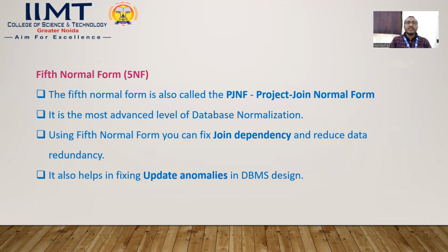Okay. Next one is fifth normal form. The fifth normal form is also called PJNF, Project Join Normal Form. It is the most advanced level of database normalization. Using fifth normal form, you can fix join dependency and reduce data redundancy. It will also help in fixing update anomalies in database management system design.